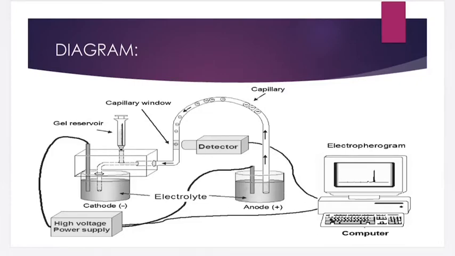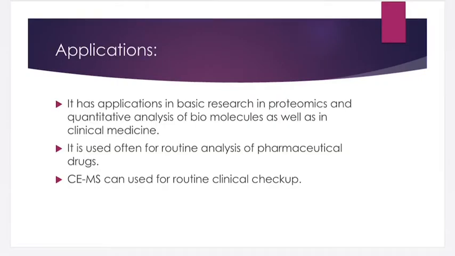Here is the diagram. Basically, this is a diagram which is probably used in routine checkups present in the hospitals and for the purposes of kidney diagnosis. Applications: it has applications in basic research in proteomics and quantitative analysis of biomolecules as well as in clinical medicine. It is used often for routine analysis of pharmaceutical drugs. Capillary electrophoresis mass spectrometry can also be used for routine checkups in clinics.